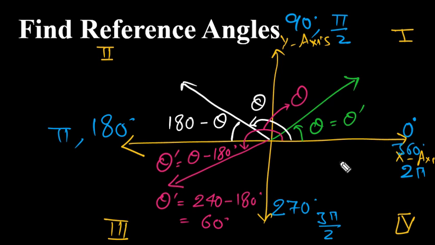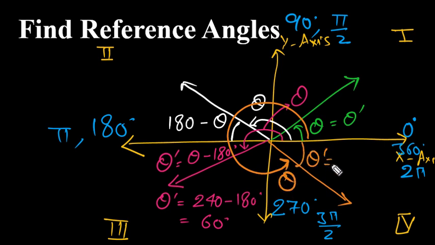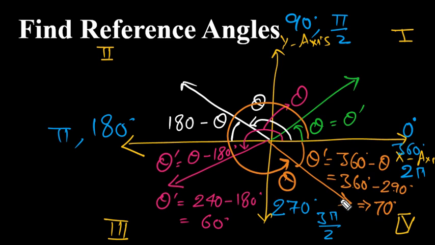Now finally, one last: if you have a terminal side in quadrant 4 and it makes an angle theta, then theta prime will be equal to 360 minus theta, right? So for example, if your theta is 290, then theta prime will be equal to 360 minus 290, which gives you 70 degrees. In that case, your theta prime will be 70 degrees.